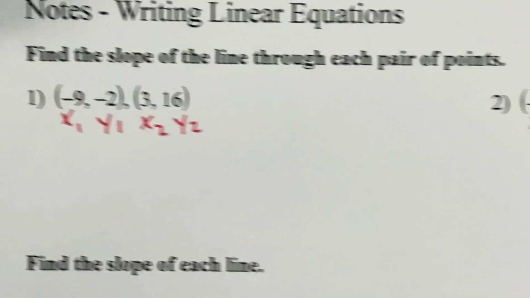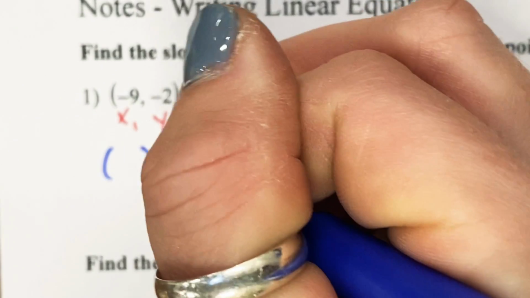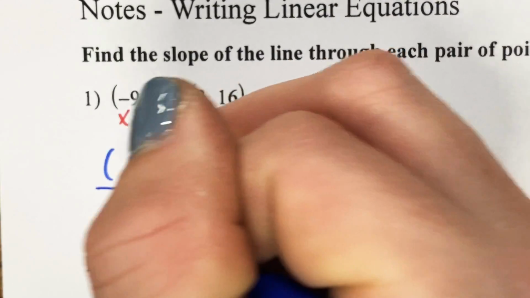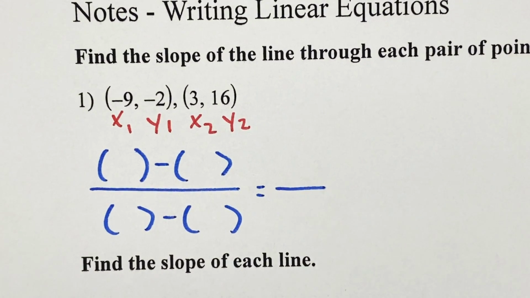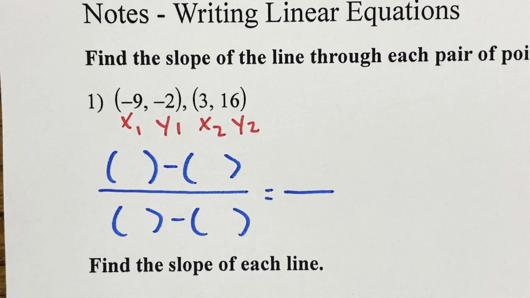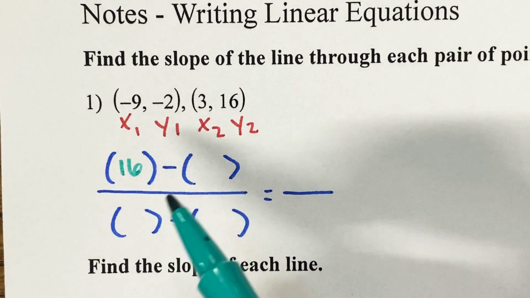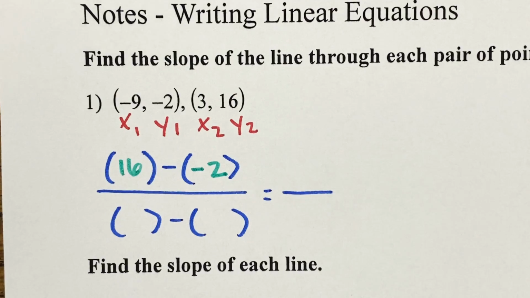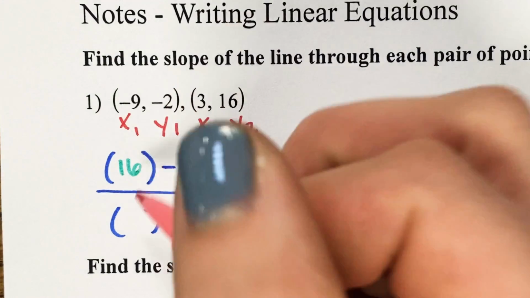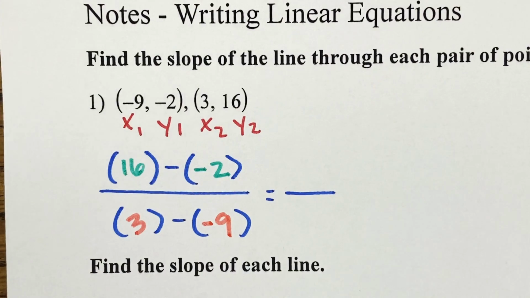We'll zoom in on number 1 and fill in our formula. Our formula is y2 minus y1 over x2 minus x1. Let's fill in the top first. On the top I have y2, so my y2 value lines up with 16, subtracting my y1 value, which is negative 2. We filled in the top. Now let's fill in the bottom. I have x2, which is 3, subtracting my x1, which is negative 9.